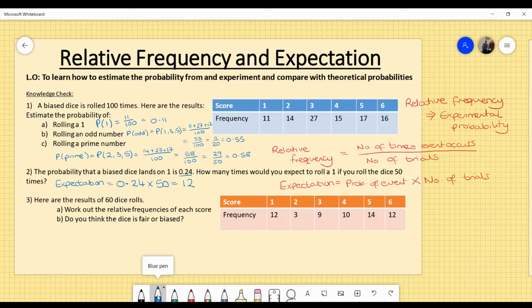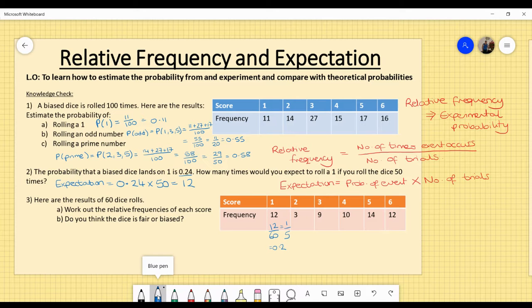Okay, and then if we have a look at question 3, here are the results of 60 dice rolls. Work out the relative frequencies of each score and then think about whether it is biased or not. Okay, so we know it's 60 rolls, so therefore the probability of getting a 1 is going to be 12 over 60. In its simplest form, that's 1/5. Okay, or we can write it as 0.2 if we want it as a decimal.